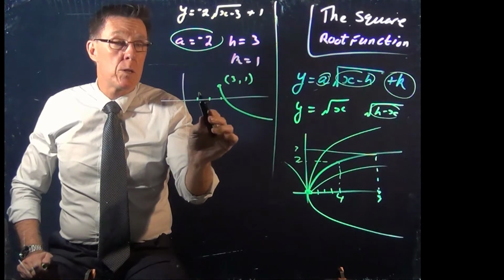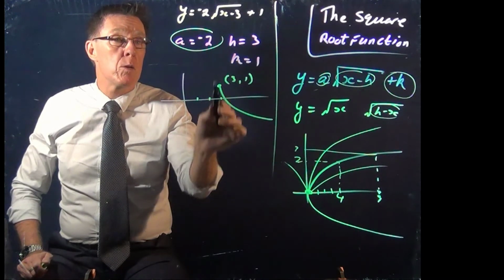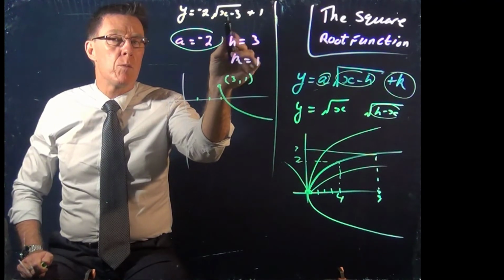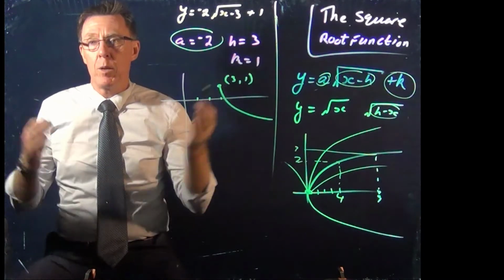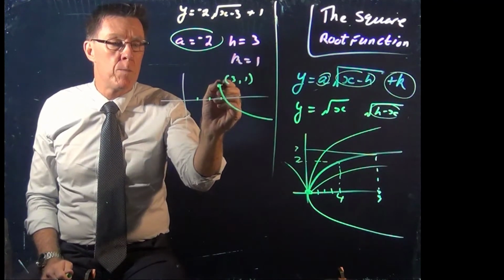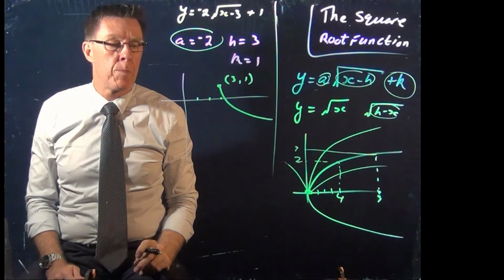None of these values here exist. It's like if I put x equals 2 into here, I'd have 2 take 3, which is -1. Square root of -1 doesn't exist. That's why the curve starts right there and nowhere else.